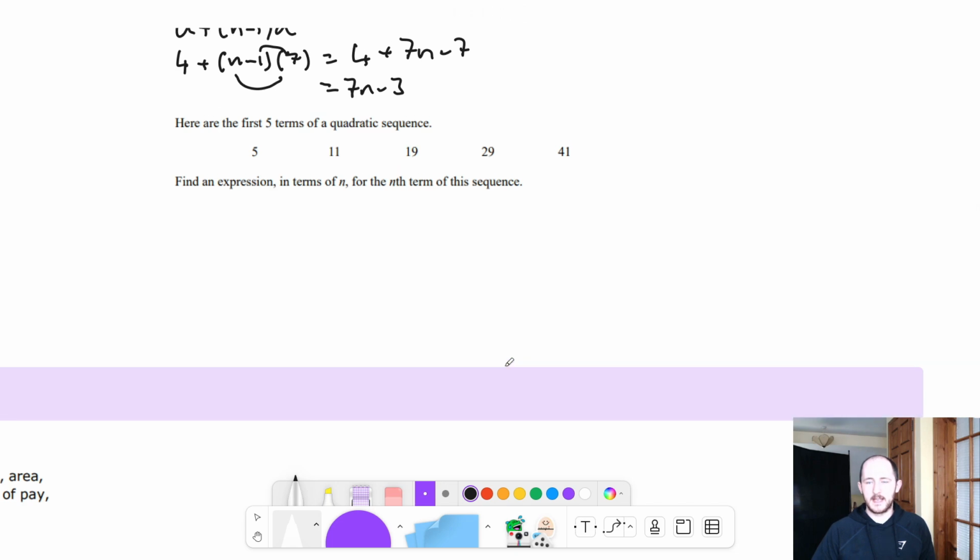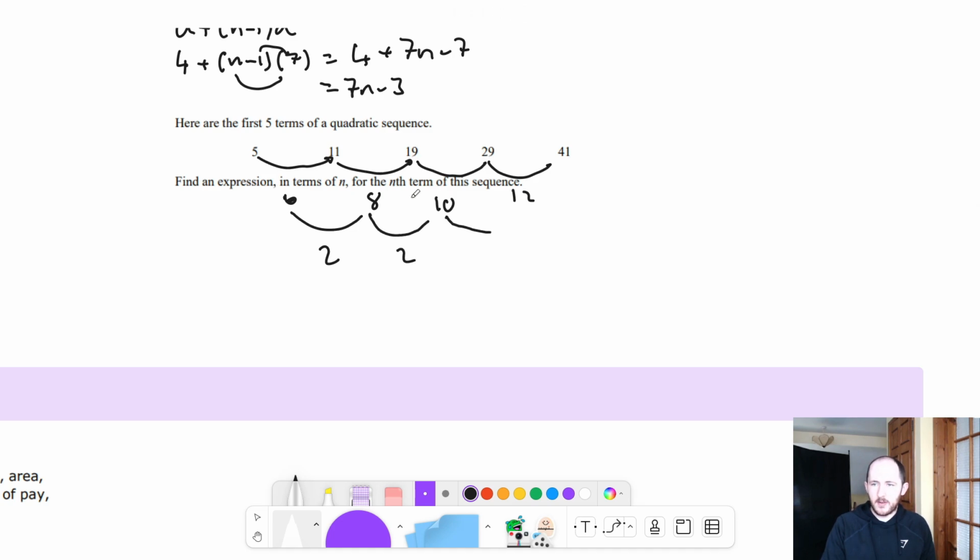With quadratics, you do something very similar. So the first thing you want to do is look at the difference. So it's going up by 6, then it's going up by 8, it's going up by 10, 12. Okay, so there's no common difference. So what I'm going to do is I'm going to take the difference of the common difference. So sorry, the difference of the difference. And if you notice, now there is a common difference between that.